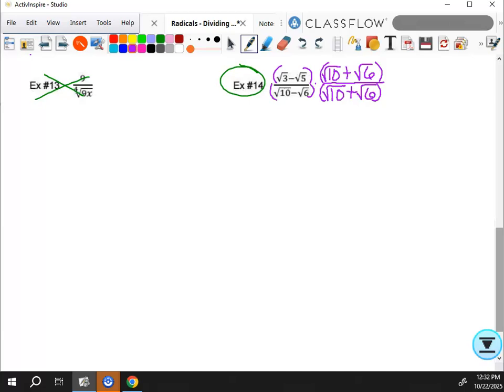Can you foil the top? Good. Wait, what does this say right here? Where'd 35 come from? Oh, 30. Okay, there you go. Then it'll work out much nicer for you. If you're totally stuck, I'll work it in just a minute. But those of you that are working along, I'm going to give you a minute to.